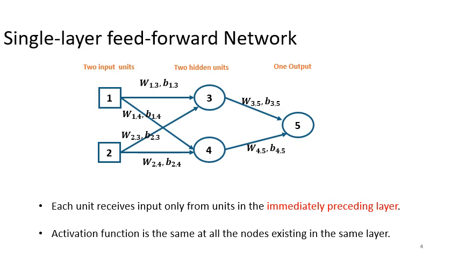Anyway, in the figure here, we have a single layer feed-forward perceptron with one hidden layer. So the hidden layer has two nodes, 3 and 4. It has also two input units and one output. It's called also fully connected. Fully connected means that all the inputs are connected to all the nodes that we have in the hidden layer.